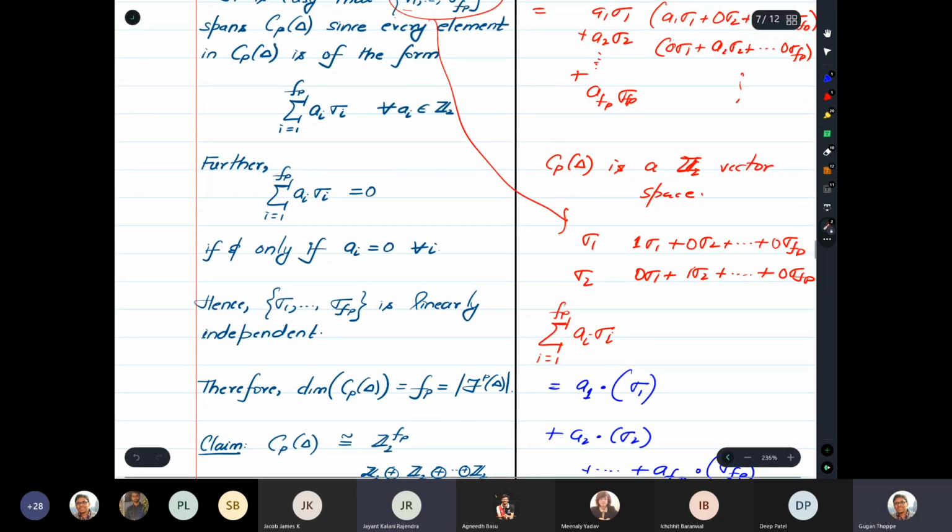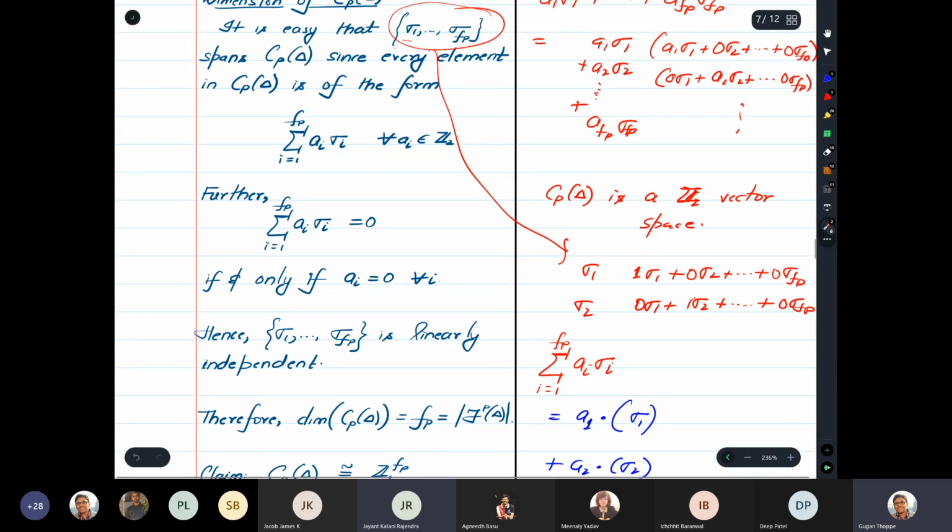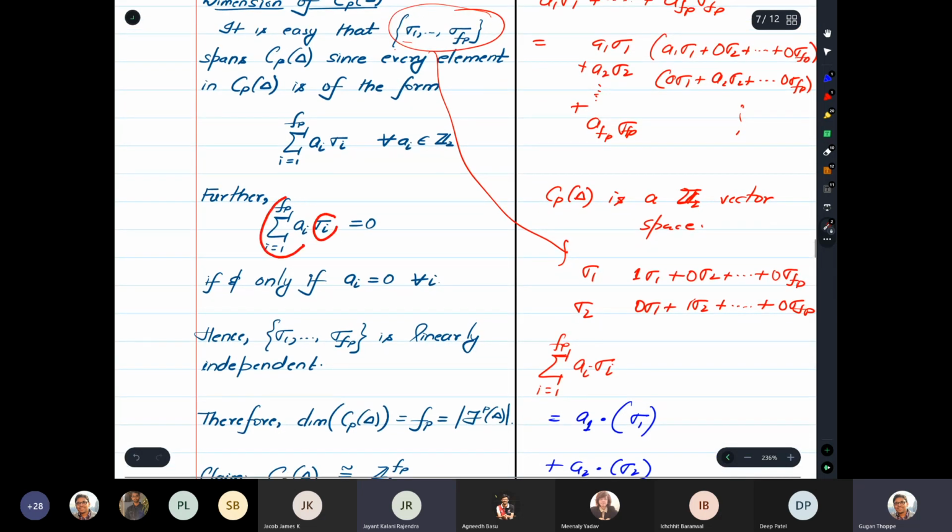In order to verify that, we have to take linear combinations of these different p chains. So what do I mean by that? I'm going to take a1 dot sigma 1 plus a2 dot sigma 2 plus and so on plus a_fp dot sigma fp. So this is an arbitrary linear combination of these p chains, right?